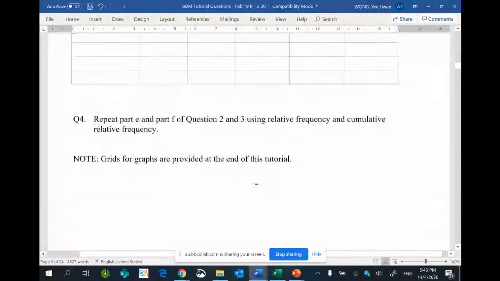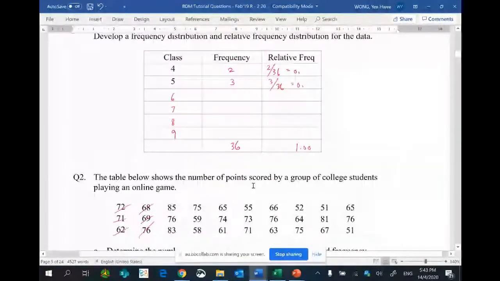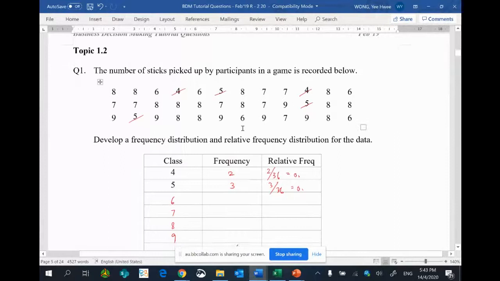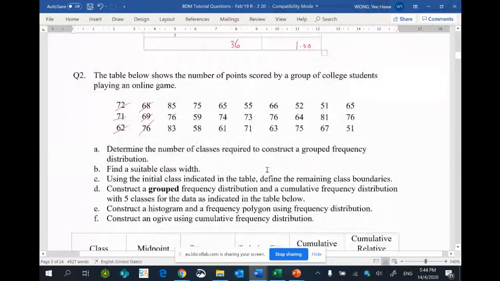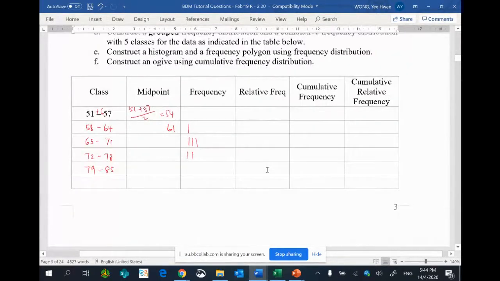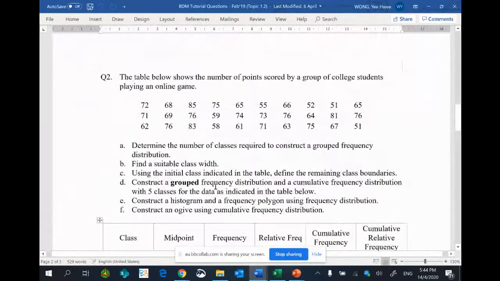We go backward to topic 1.2. Okay, the second half of topic 1. We are done with this. I showed you the answer already, and we are done with this. I also showed you the answer. Now, have you drawn your graph? I showed you the answer, right?